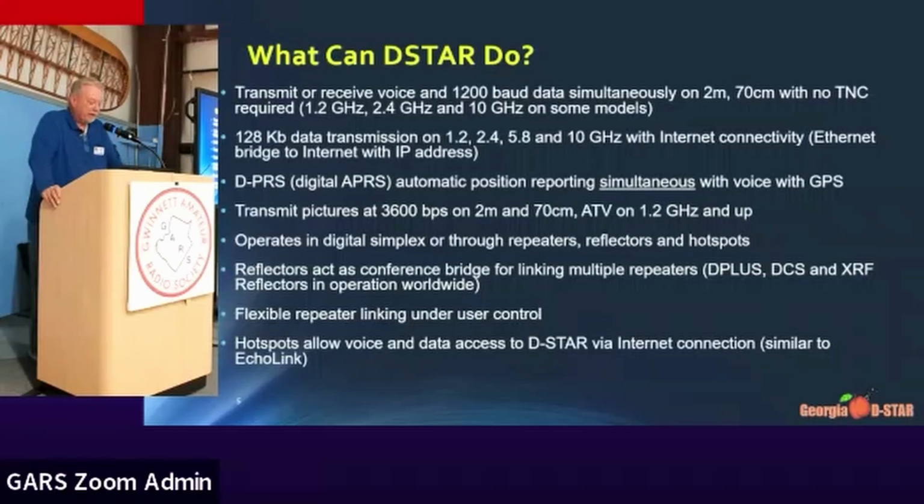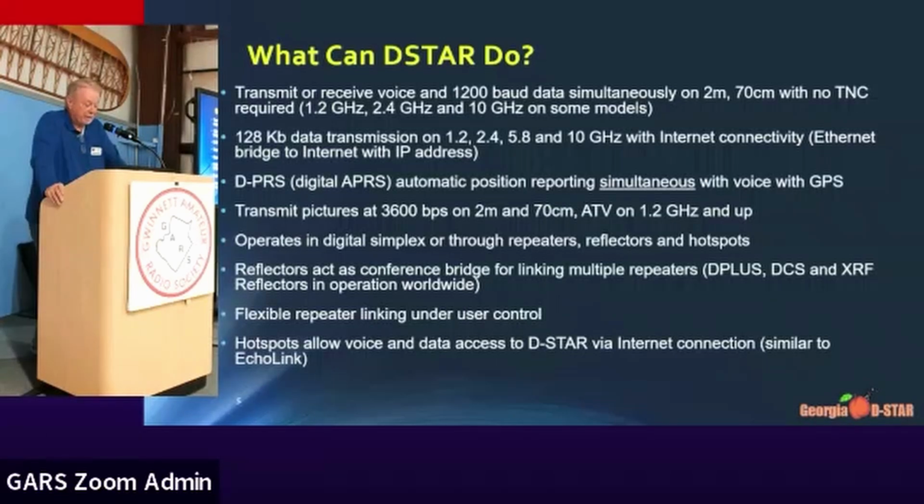Now, you can get higher speeds. 128 kilobit has been around on the 1.2 gig band. In fact, the very first D-Star radio was a 1.2 gigahertz radio that came out in 2007, 2008, somewhere in that time frame. Since then, there have been some other radios, like the ICOM 9700, which does 2 meter, 70 centimeter, and 1.2 gigahertz at higher power. And now ICOM developed a couple of years ago the ICOM 905, and it goes up into the microwave as high as 10 gigahertz, and you can actually transmit amateur television on that as well.